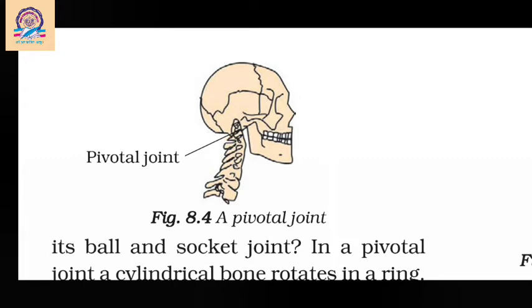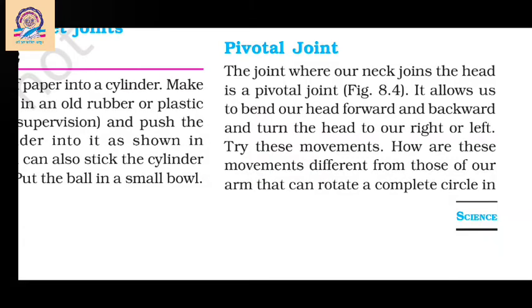Okay, Bacha Party? This joint allows us to bend our head forward and backward. You can rotate your head, you can move your head forward and you can move it backward with the help of this pivotal joint. And we can turn the head to our right and left. That is rotation of the head. You can try this movement at present. Pause the video and you can rotate your head, move it forward and move it backward.